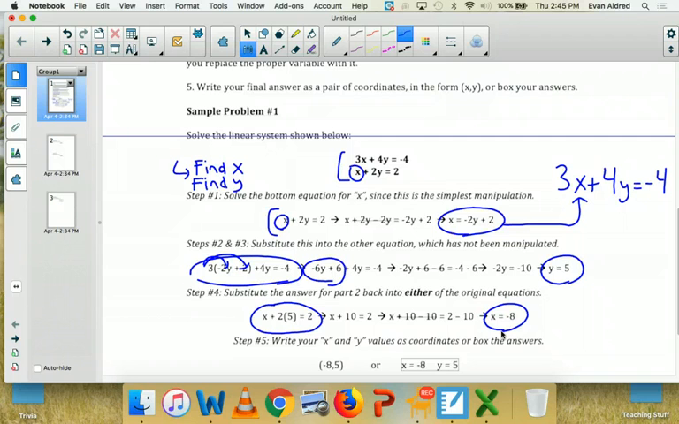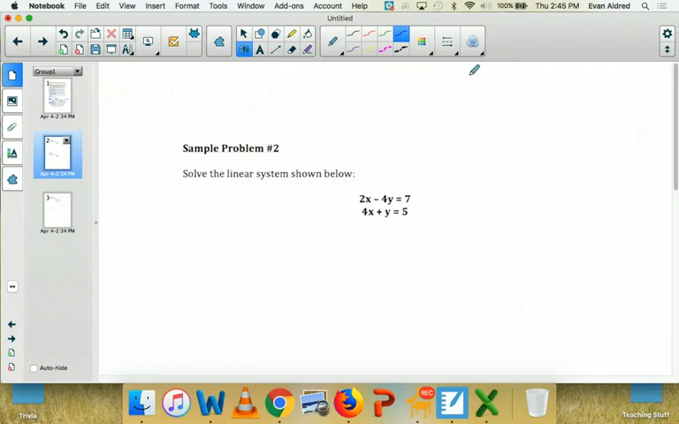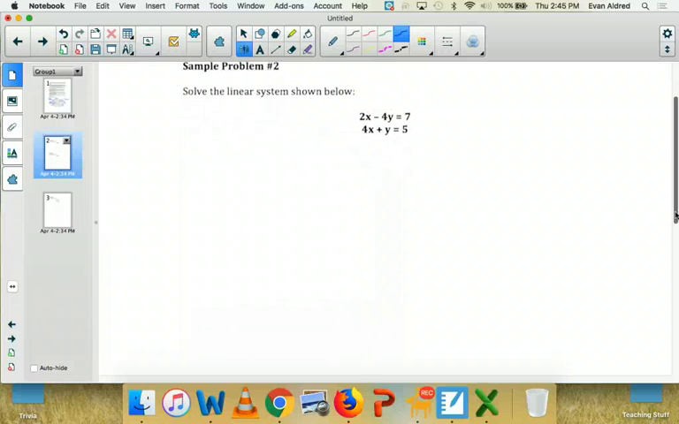That's just a quick run through of what this process looks like. So we're going to spend a bit more time now doing a couple of these problems completely. Instead of just running through steps that are already done, we're actually going to answer these ones as a group. We are asked to solve the linear system below. That's typically how these questions will be worded. You're just going to solve. You're going to find the values for each variable. We're going to be using substitution, and we're going to be solving 2x minus 4y equals 7, and 4x plus y equals 5. That is our linear system.